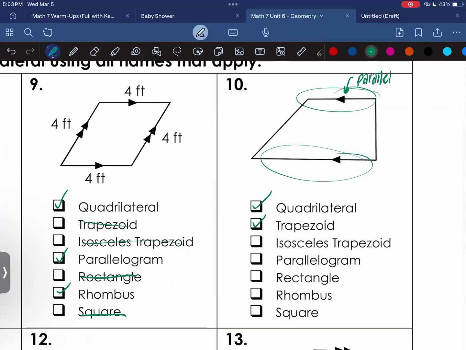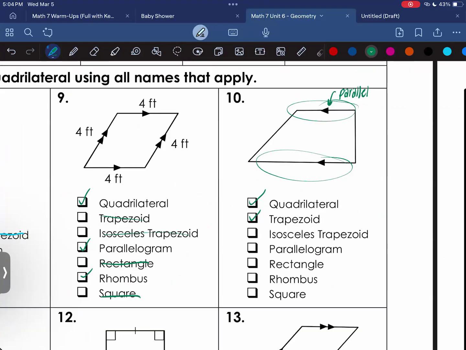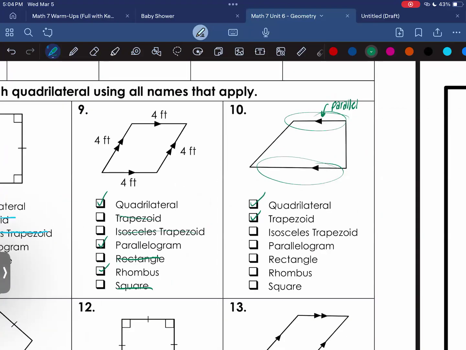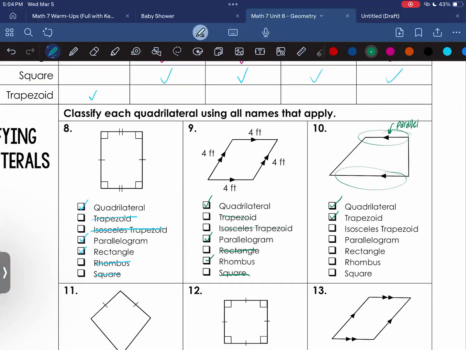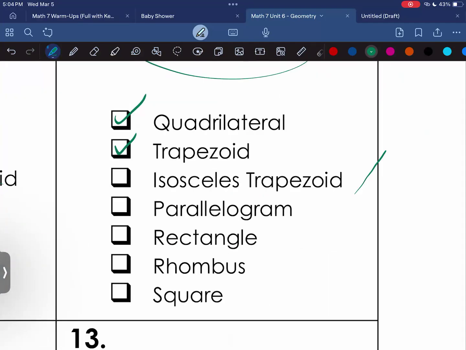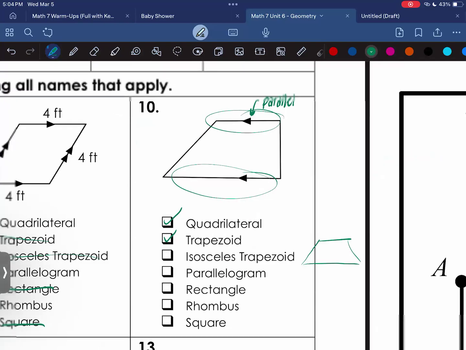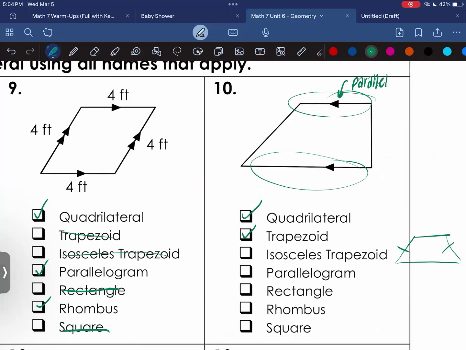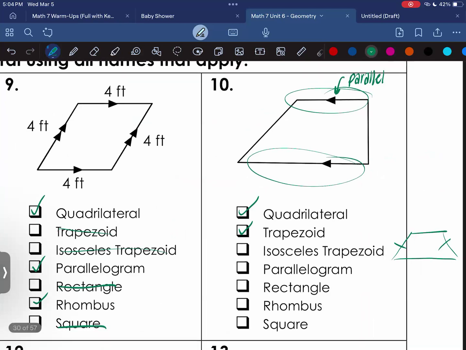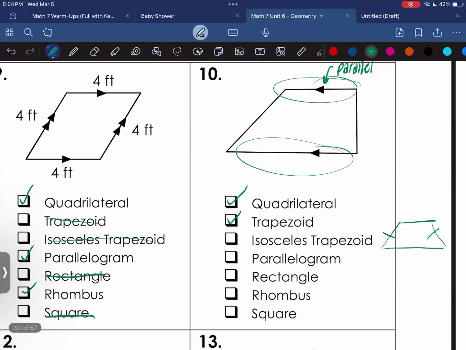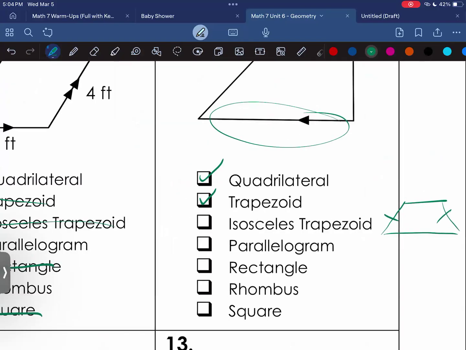All right, and I know we didn't go over isosceles trapezoid yet. Isosceles trapezoid is the trapezoid that you're used to seeing, the one that looks exactly like this. Okay, isosceles trapezoid has these two congruent. That's why it's called isosceles trapezoid, not just any trapezoid. Parallelogram, nope, because not all opposite sides are parallel. Rectangle, square, obviously no. Rhombus, no, they are not all equal. Okay, so just those two for this one.